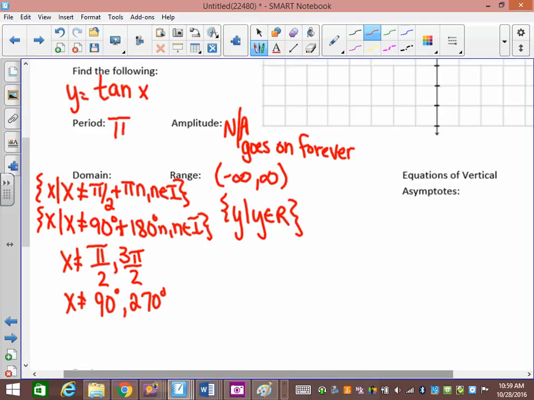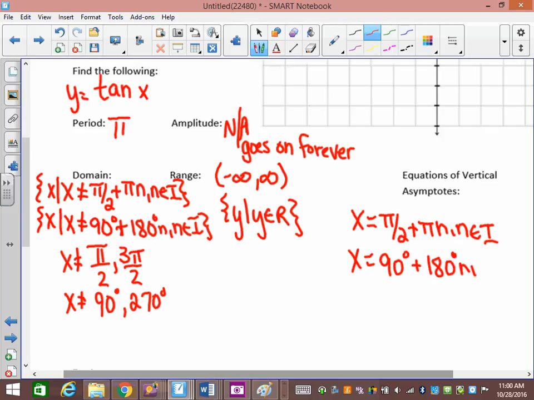What's the equations of the vertical asymptotes? The exact same thing as your domain, except it equals them instead of doesn't equal them, right? Your domain, it can't equal those. Your asymptotes, it's asking you, where are they? Well, they're here. They're equal to those. So your asymptotes would be x equals pi over 2 plus pi n, n ∈ I. And or x equals 90 degrees plus 180 degrees n, n ∈ I.